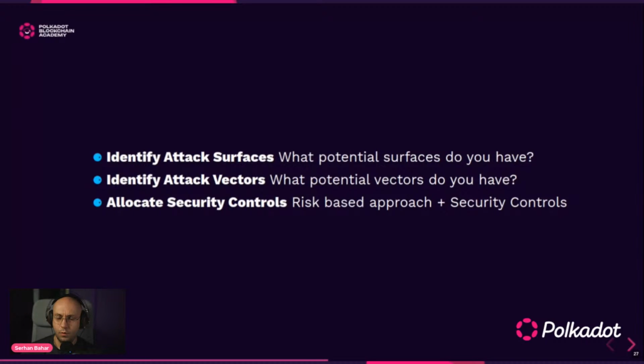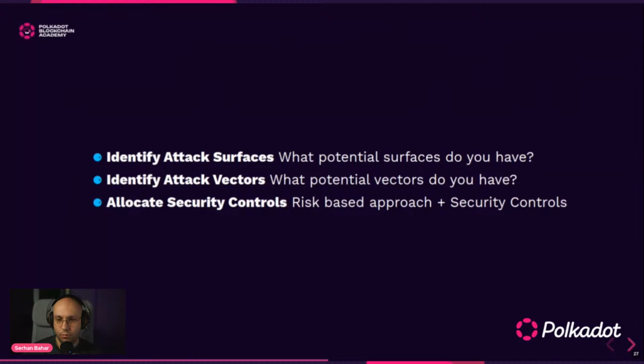The first one, look at your attack surface and identify it. What potential surfaces do you have? The second part, when you have the attack surfaces, identify the attack vectors that can affect them. What potential vectors do you have? That means this attack surface can be affected by these attack vectors. Attack vectors can be complicated by definition, but it basically means the hacking technique.